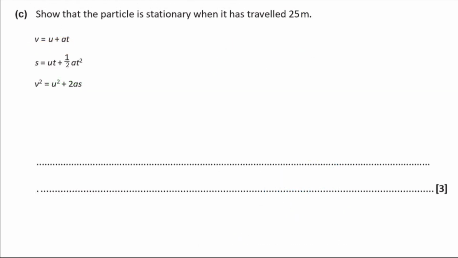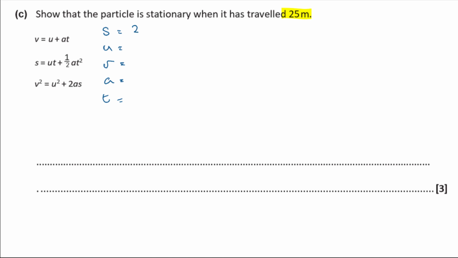Question C. Show that the particle is stationary when it has travelled 25 meters. Okay. Now again, we've got these three SUVAT formulas that we can pick from, but which one are we going to use? Well, let's just write down the 5 SUVAT things and think about which one we've got and which one we need to find. Okay, so S, that's the distance travelled. Well, that's given in the question.